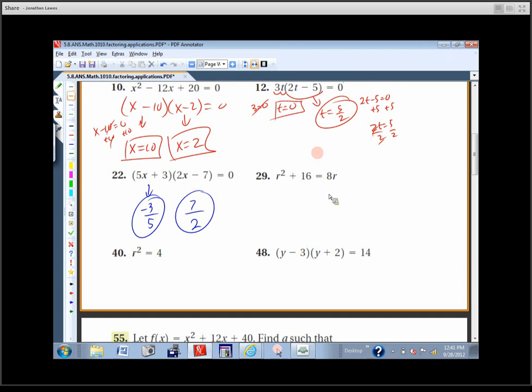Okay, what's wrong with number 29? It's squared here. It's not set to 0. That's the first problem. It's not that this is squared, because we're fine with squares. We need to set this equal to 0.